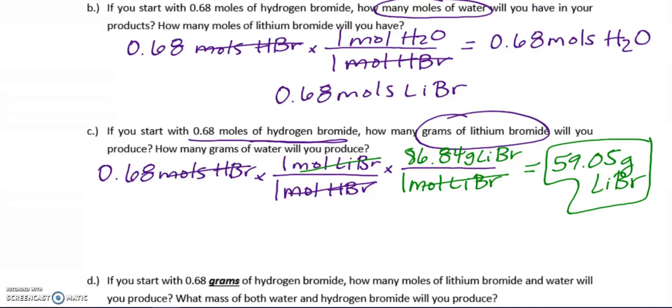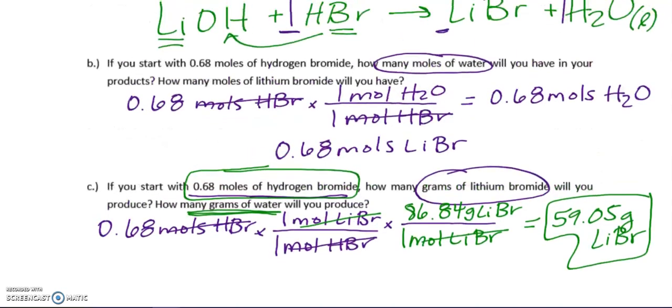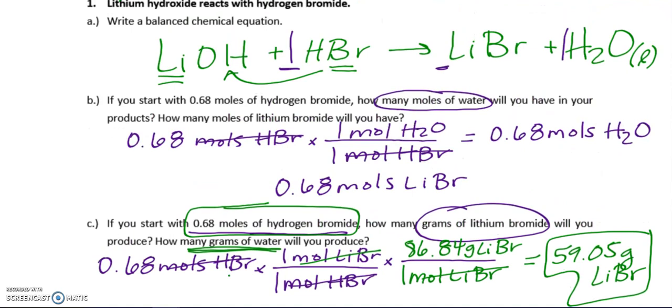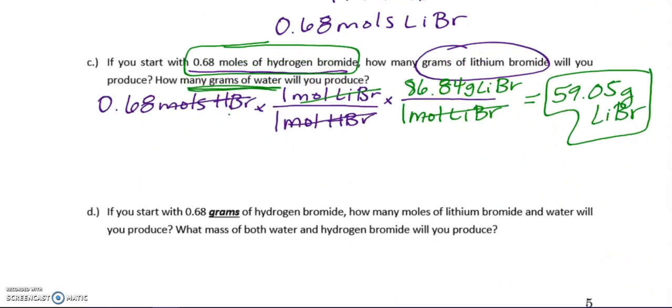So that's step 1. We went from moles of hydrogen bromide to grams of lithium bromide. Now I want you to do the next step. Start with 0.6 moles of hydrogen bromide and go to grams of water. You're going to follow the exact same steps, only you're solving for water. So you need to get your molar ratio from moles of hydrogen bromide to moles of water here. Okay, let's try that out.